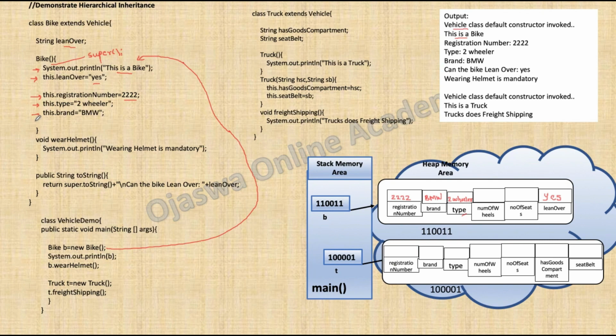After the constructor code is executed, the control will go back and the next statement is executed. System.out.println, we are printing object b. As soon as you print the object, an implicit call is given to the toString method. So from here, control of the program will go to the toString method and we are writing return super.toString. Super.toString will give a call to the superclass toString method. The super keyword is used to give a call to the superclass toString method. So from here, control of the program will go to the toString method of the superclass, that is vehicle class.